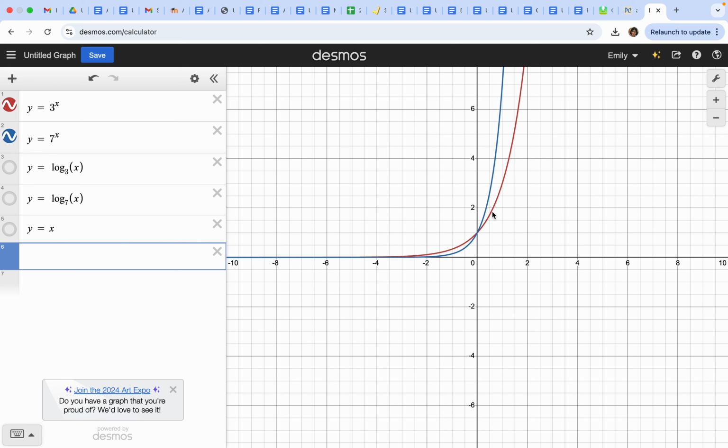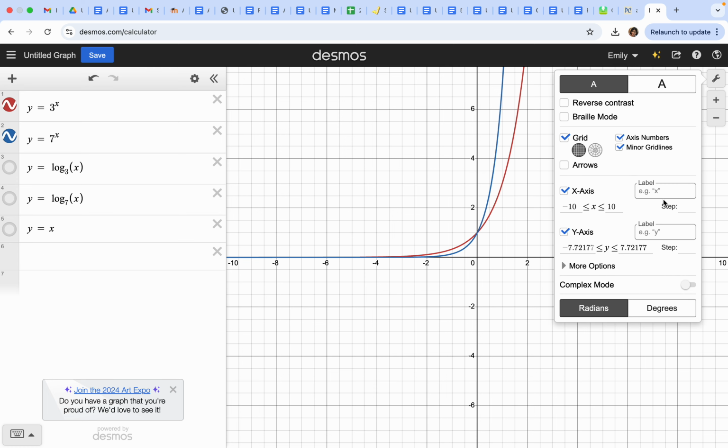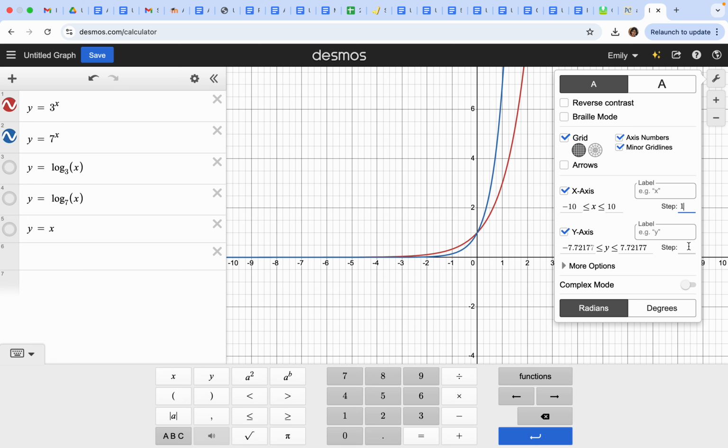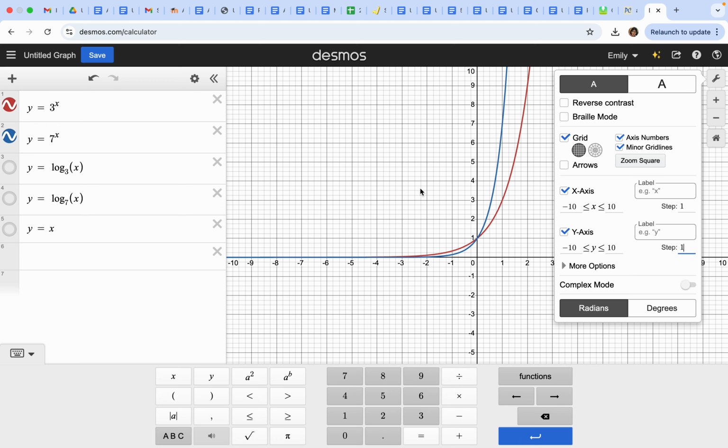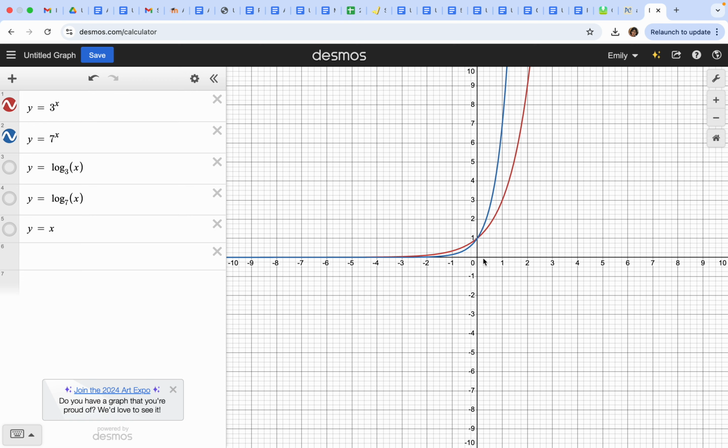Because when I put in 1 into x, then that's, actually, let's make this scale be a step of 1, so we have a perfect square window here. We're going to see everything clear. All right, so now we have it by 1. So when I put 1 into it, 3 to the first power should be 3. Here we go. 3 to the first power is 3.